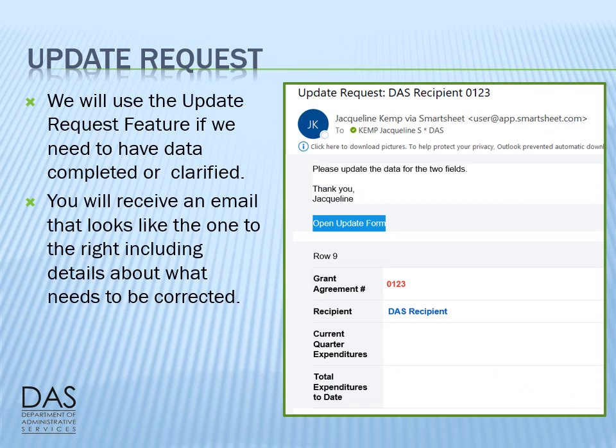Okay, at the very beginning, I mentioned briefly that we will be using something called an update request feature. Sometimes we may need to ask for specific data from a grantee. To aid us with this, Smartsheet has an update feature. This allows us to send a request directly to a grantee asking for specific information. The request will come to you in your email and will look something like this. The grant analyst will indicate in the email exactly what information is being requested.